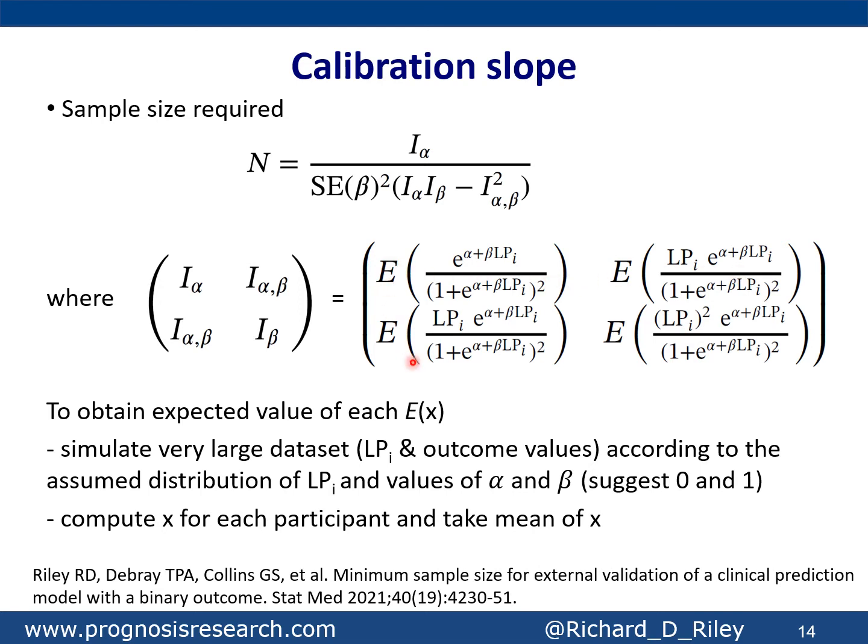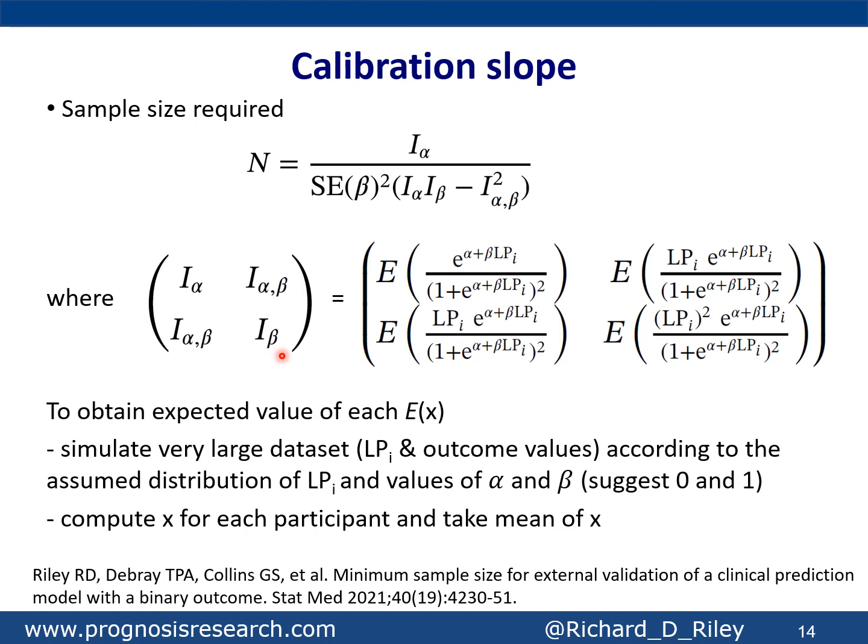So how do we obtain these expected values for the information matrix? Well, what we're going to do is, and we've got R and Stata code that does this for you, you basically simulate a very large data set that generates the values of LP and the outcome values for each individual based on the assumptions. So based on the distribution of LP, based on the proportion of outcomes in the population, and the assumed values of alpha and beta. And then we're going to compute the value of each of these elements of this matrix for every individual, and then work out the average. And that's going to give us the expected values for each of these elements. And that becomes then the I alpha and I alpha beta and I beta.